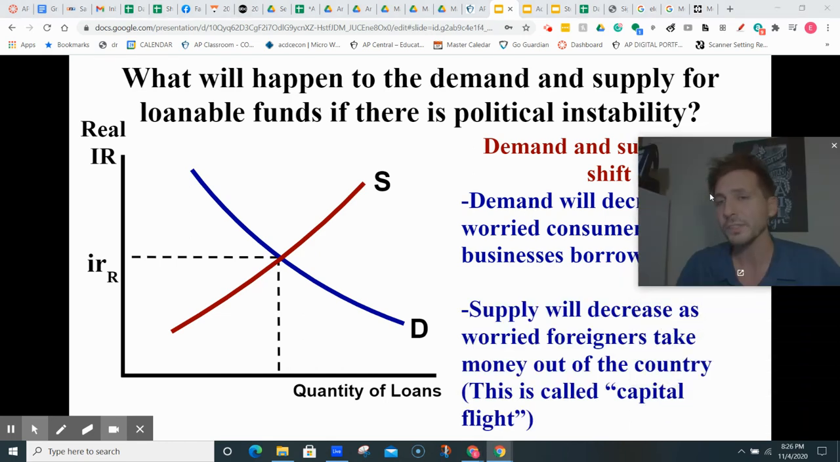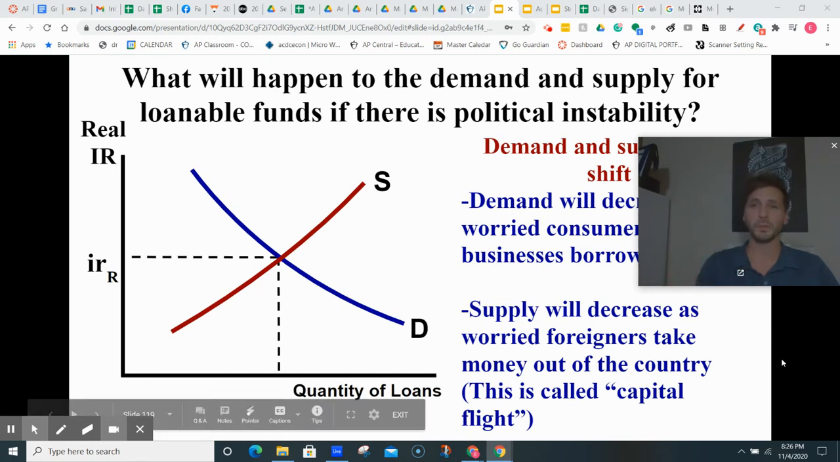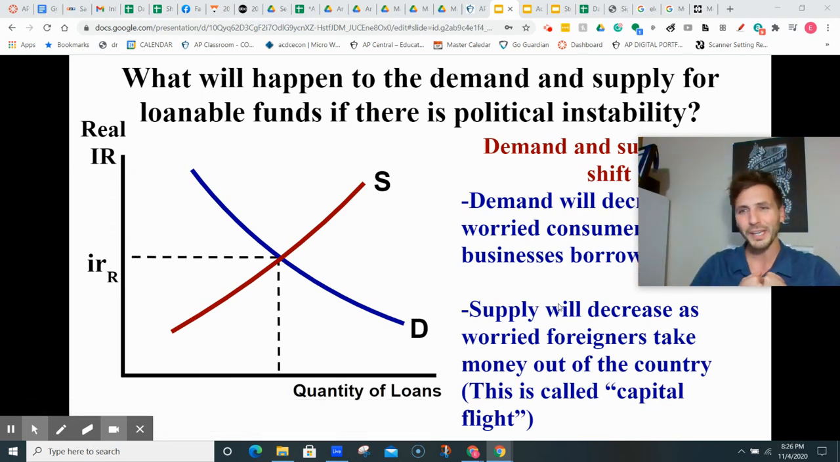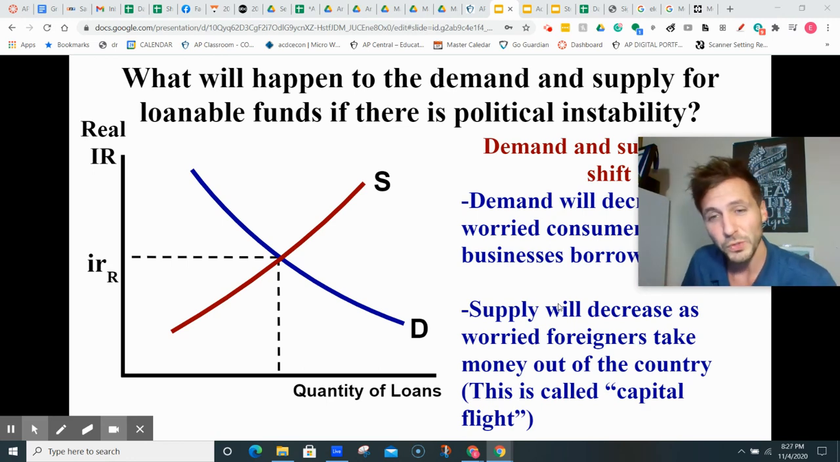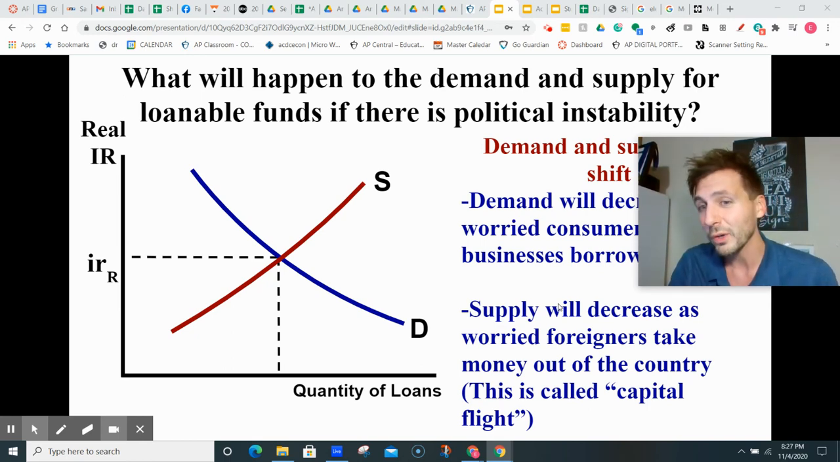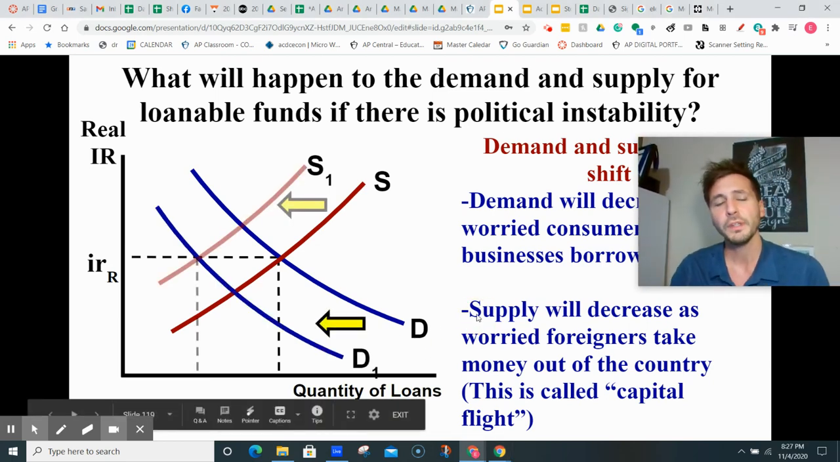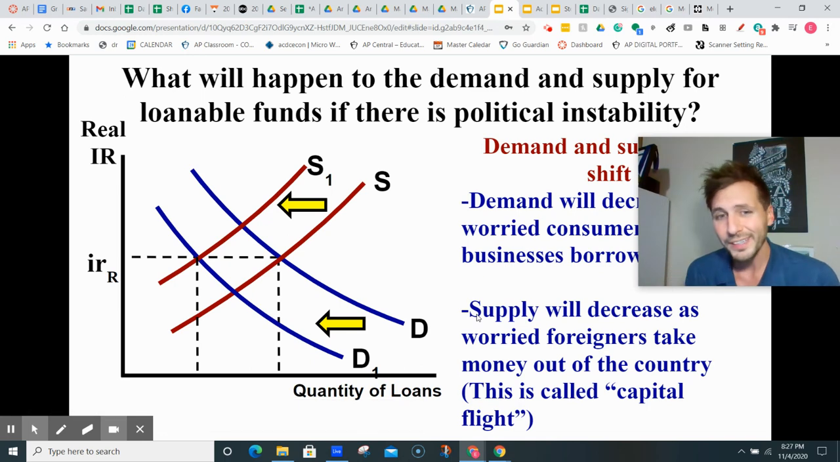In addition, supply is going to decrease because foreign nations, remember, they're savers as well. Foreign nations are nervous, so they're going to pull their money out of this unstable economy and bring it back and put it into a more stable investment. As a result, the supply will shift left as well. Political instability causes something we call capital flight. So what does that look like? It looks like this. Demand shifts left, supply shifts left. Quantity absolutely falls with the loans being exchanged, but interest rates are indeterminate. They went down when demand shifted left, they went up when supply shifted left.